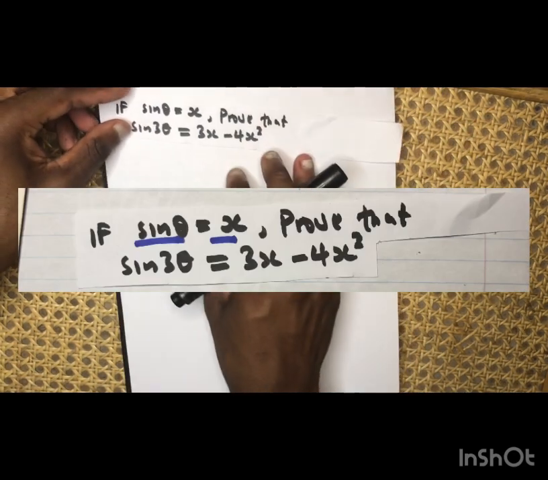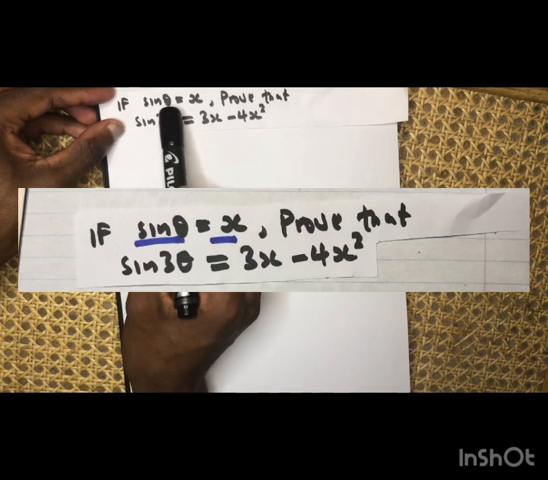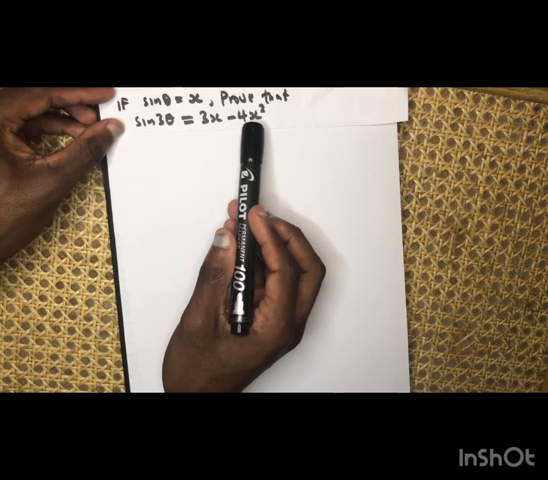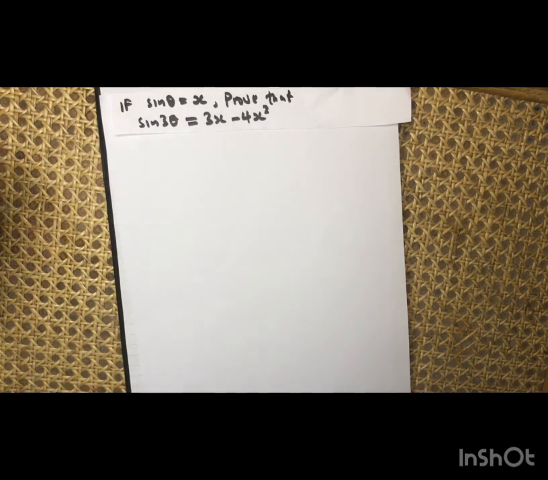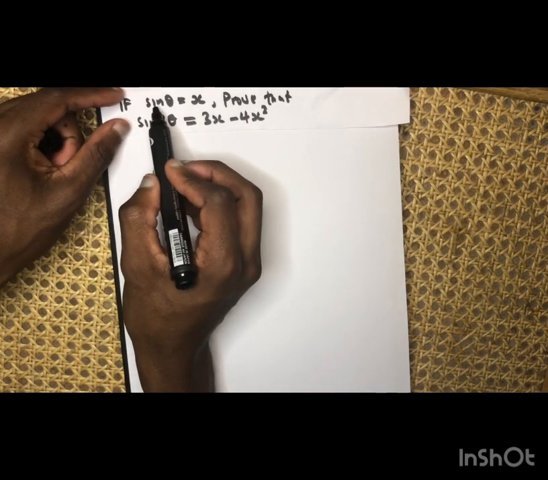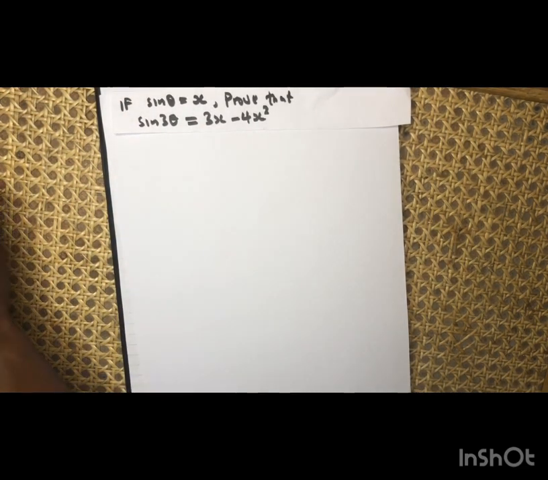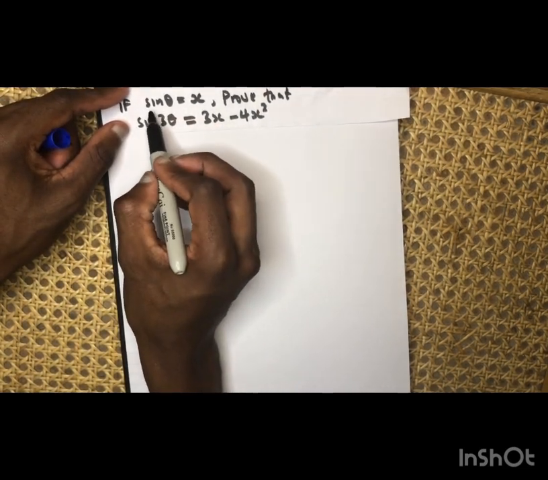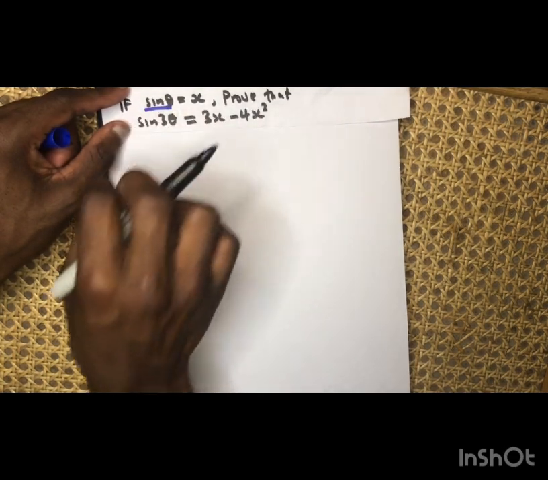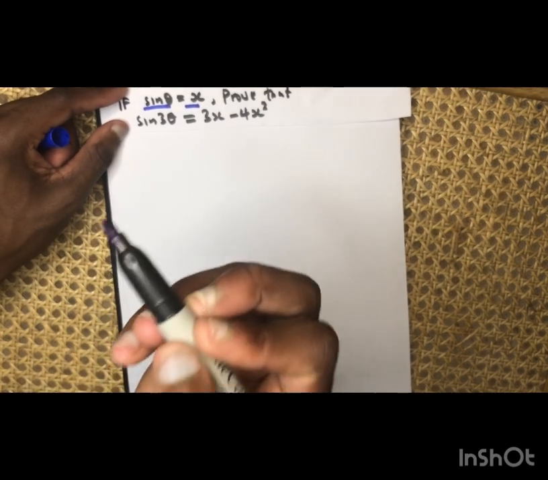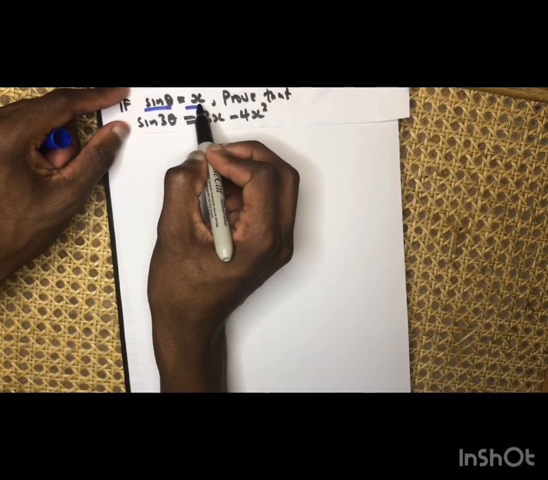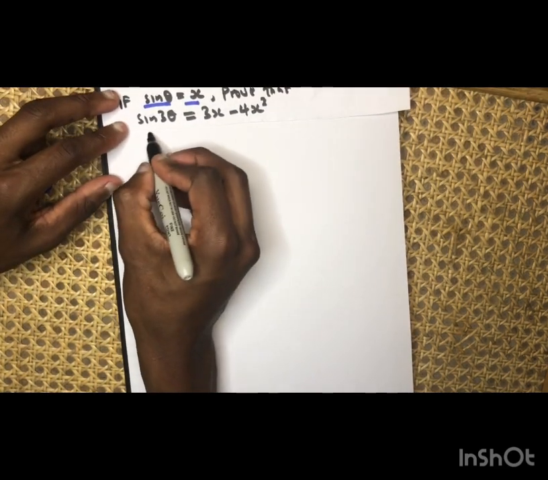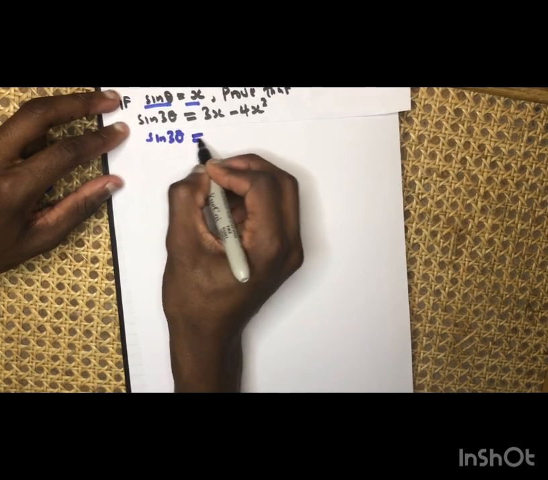Let's see what we have here. They are saying that if sine theta is equal to x, prove that sine 3 theta is equal to 3x minus 4x cube. So remember guys, I'm given here that sine theta is equal to x. Whatever I'm doing here, I need to make sure that everything is in terms of sine theta so that I can substitute the value of x, so that my answer can be in terms of x. Understand? So I'm going to take sine 3 theta equals to.